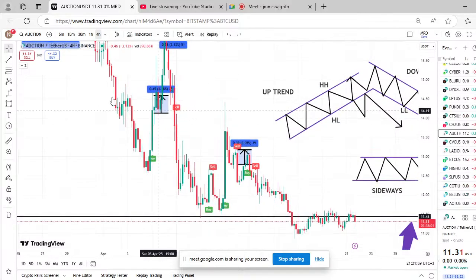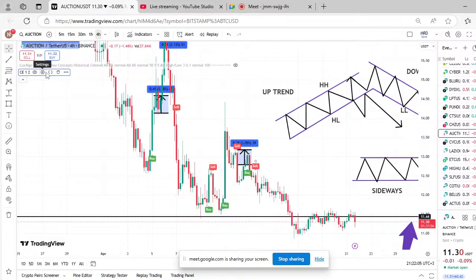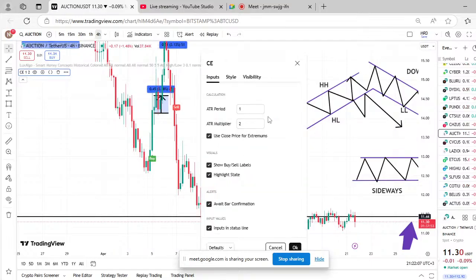Now, when we look at the settings of this indicator, ladies and gentlemen, let us have the period, which is 1. We have the multiplier, which is 2. Make sure use close price has a tick here. In short, on this list of inputs, we tick everything. Just know that we have 1 and 2.